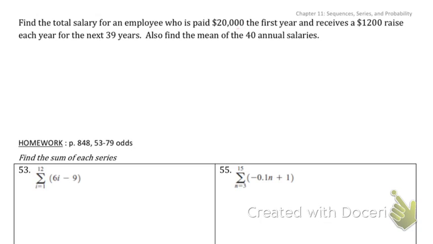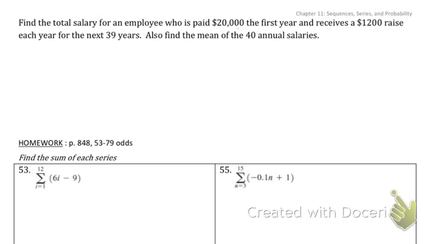So we just have homework up. Oh no, I have a word problem. I forgot about the word problem. Ugh. I always forget about word problems. But that's cool, because this one is in the homework too, almost the exact same problem. So we have to find the total salary for an employee who's paid $20,000 his first year and gets a $1,200 raise every single year after that.